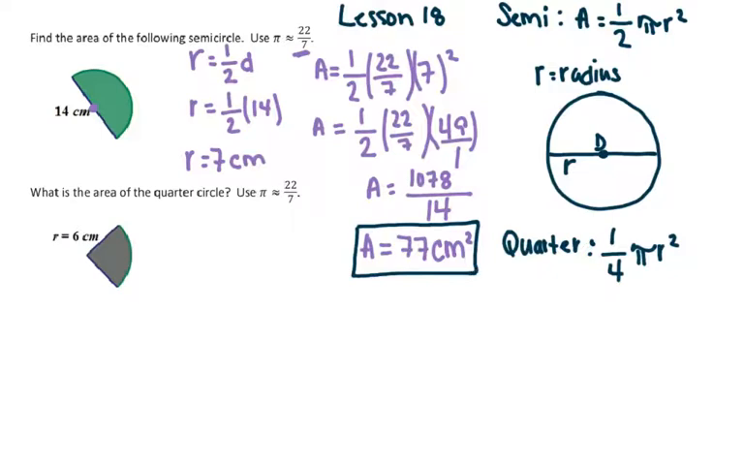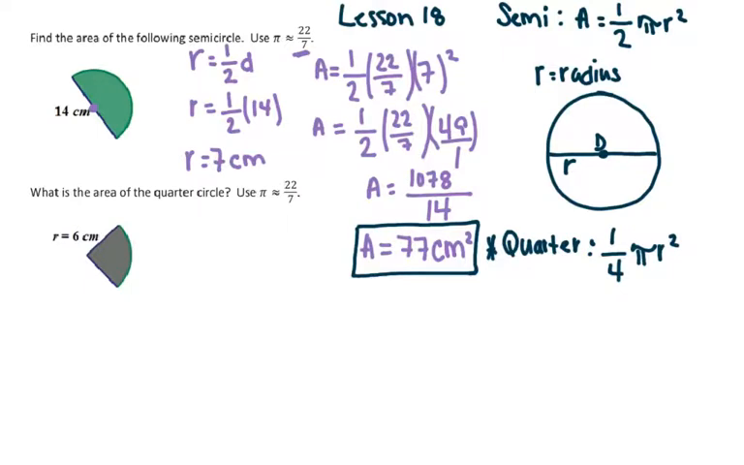Okay, so thank you, Diana. So we're going to now look at the area of a quarter circle. And so we're going to use this equation that we wrote for a quarter circle, which is 1/4 multiplied by pi multiplied by the radius squared.